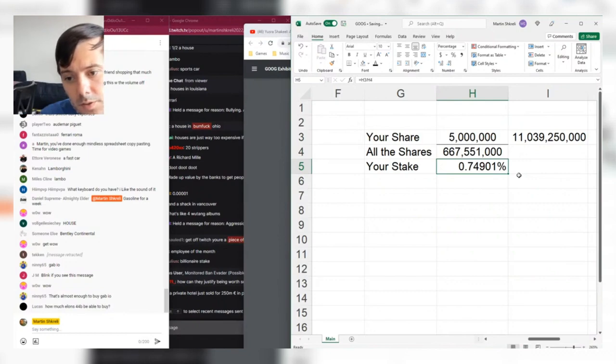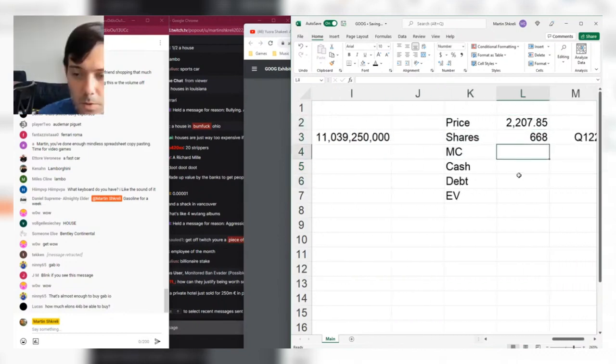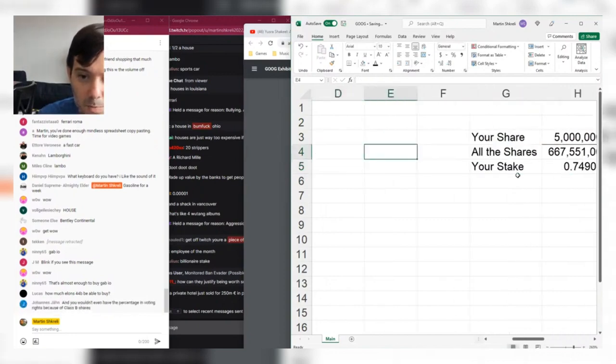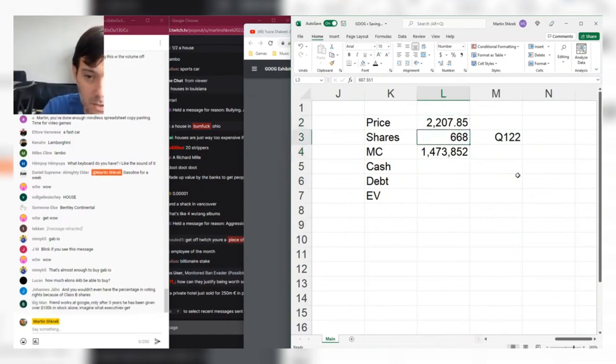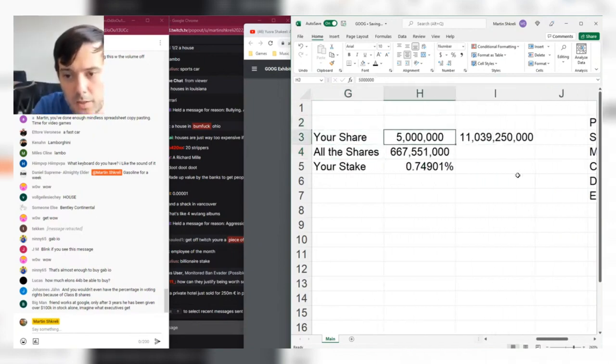So anyway, the point here is that there's something called market cap. And market cap is the stock price times all the shares. So the reason these percentages are so small is because Google is so big. It's a $1.5 trillion company. So if you multiply the stock price by all the shares, these are in millions. So this is not 668 shares. This is 668 million shares. So I have to add millions to this. So it's 1.473 trillion dollars of market cap. That's if you bought every share for that price, that's what you would get.